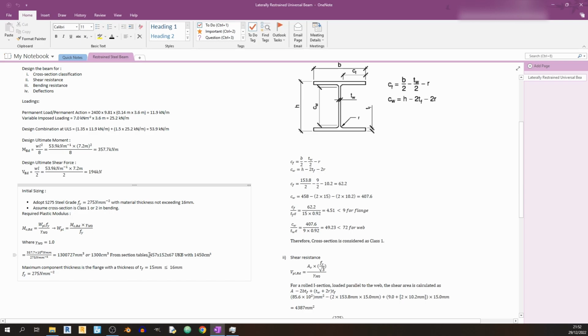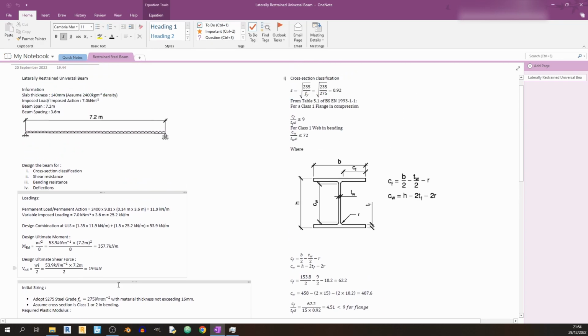For this universal beam, the thickest part of it is the flange, and the flange thickness is 15 millimeters, so it's still less than the 16 millimeter requirement over here. So Fy is 275. If the universal beam had a plate thickness that exceeds 16 millimeters, then the value of Fy will not be 275. I'll be talking more about that in another video, so stay tuned for that.